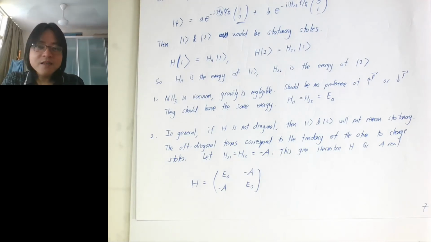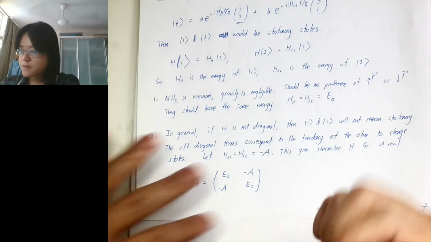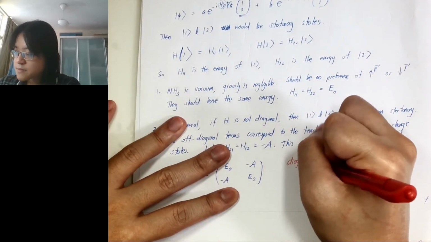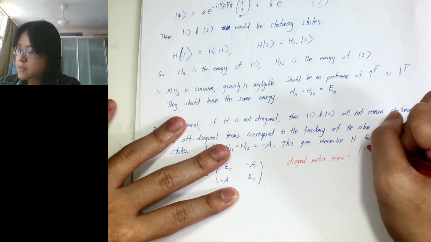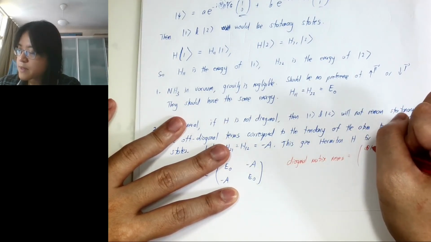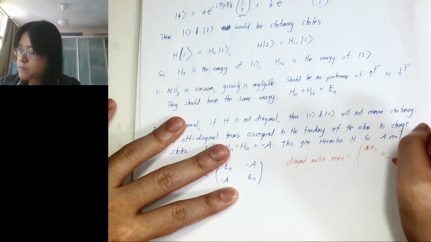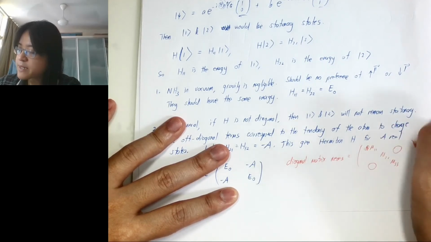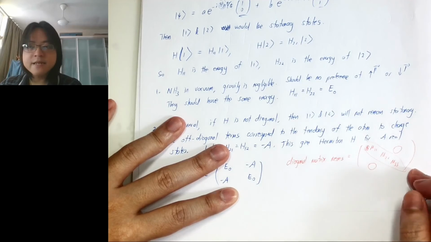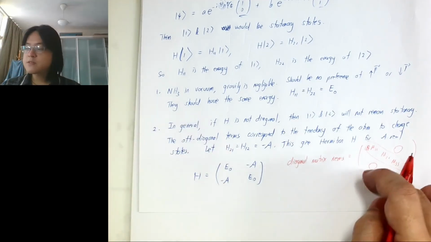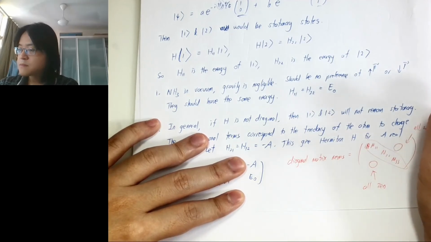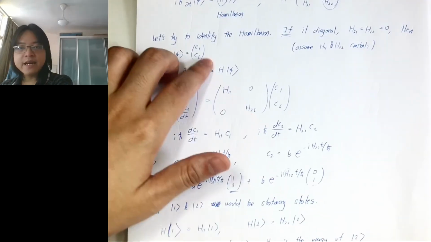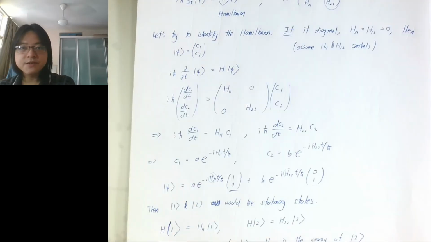Diagonal means the matrix only has the diagonal entries, M1 and so on. So diagonal means everything other than these parts is 0. Everything here is 0. Diagonal means only the diagonal terms are non-zero, and everything besides that is 0. That's a diagonal matrix.